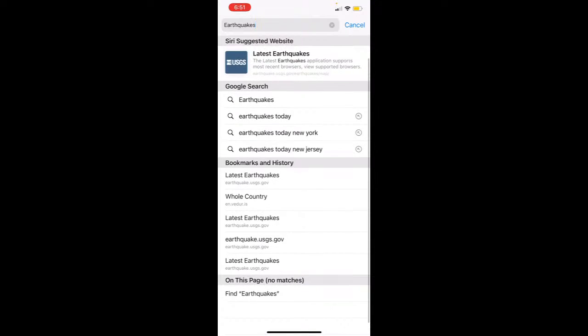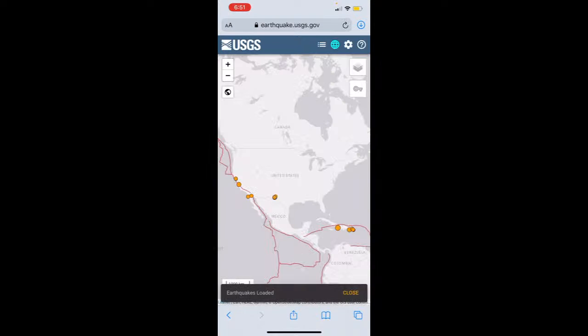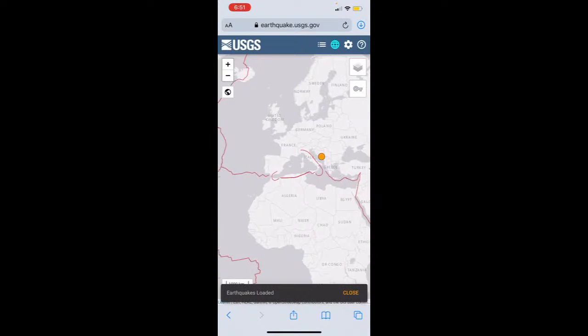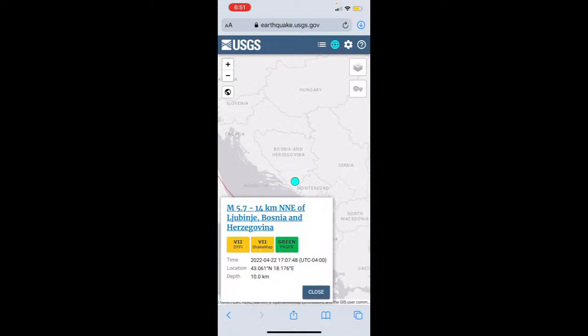Earthquakes. Latest earthquakes, okay. Sorry, I didn't get much sleep last night, so my brain is kind of in a fog because I'm sick right now. Thank you for pointing that out.